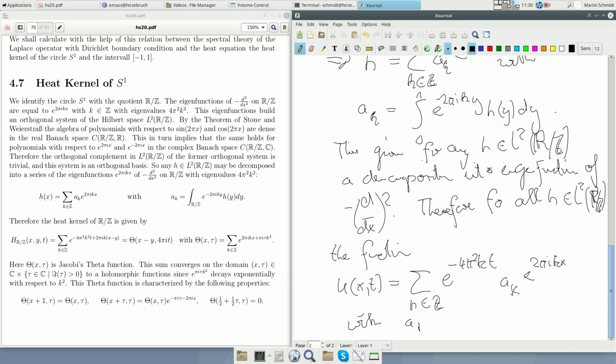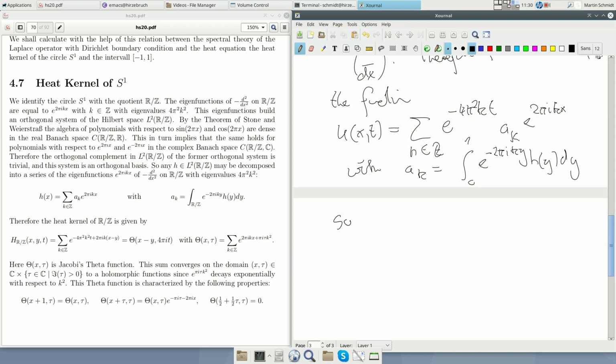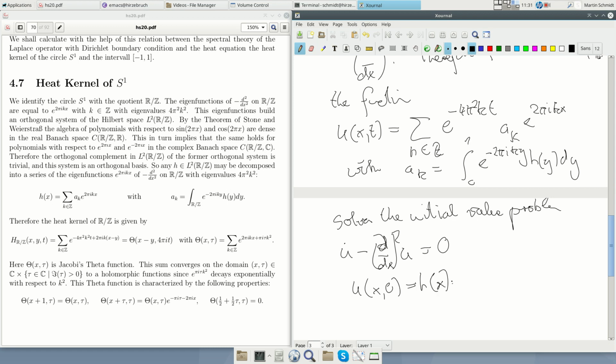With a_k equal to this integral from 0 to 1 of e^(-2πiky) h(y) dy, this solves the initial value problem u_t minus d²/dx² of u equals 0, and u(x, 0) is equal to h(x). So we have this initial value problem.